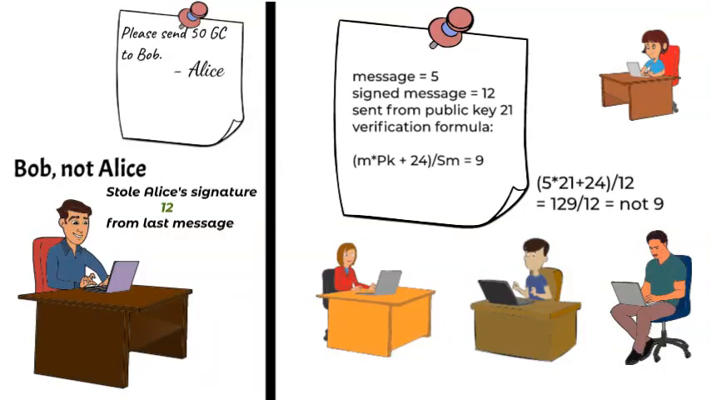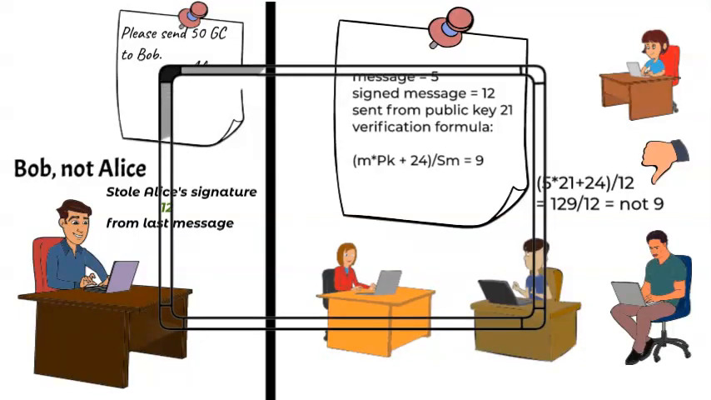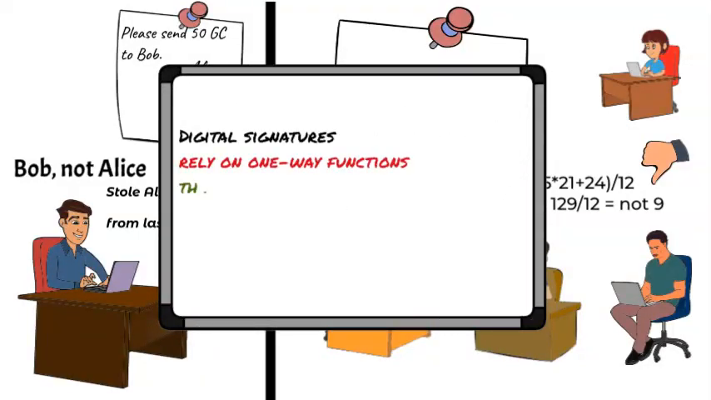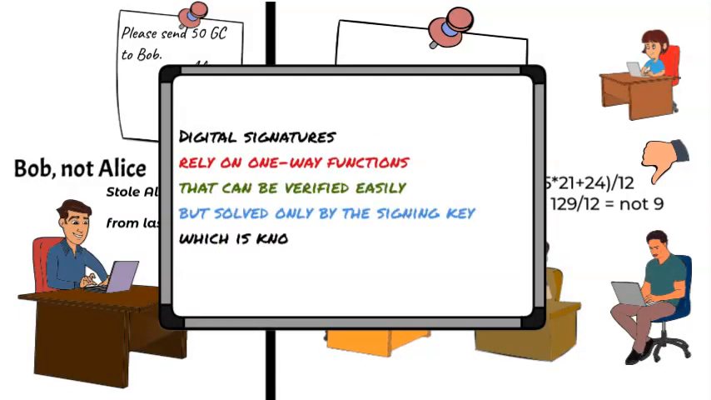They do the math, plug in the numbers, 5 times 21 plus 12, all divided by 12, is not equal to 9. They say, no, this is not a valid signature. This is not a transaction that we'll approve. So what digital signatures do is they rely on one-way functions. Again, it's something that I can verify, but I can't solve for.